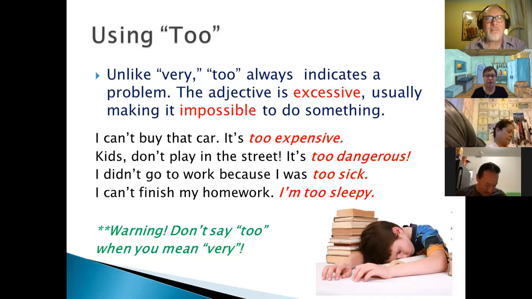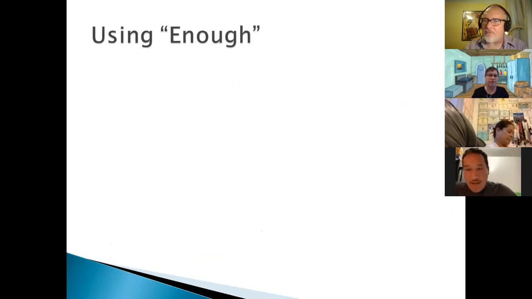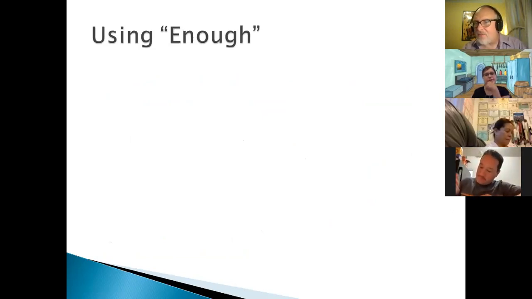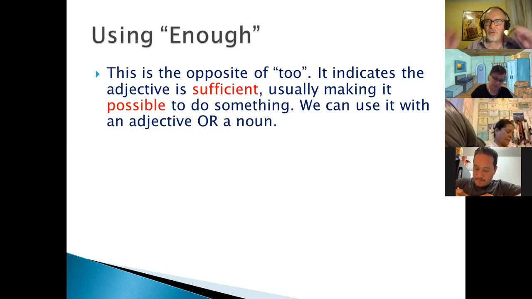Okay? All right. What about enough? Enough is the opposite, right? Enough means there's not a problem, right? Enough means I have a sufficient amount. This is the opposite of too. It indicates that the adjective is sufficient, usually meaning something is possible to do something. We can use it with an adjective or a noun.